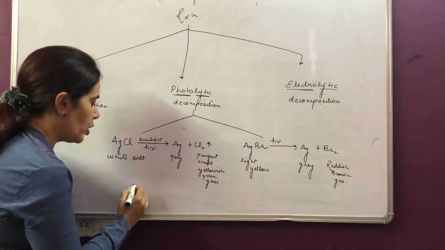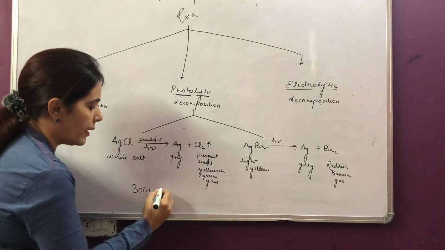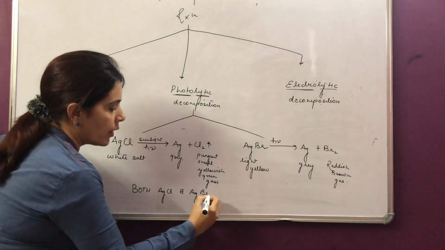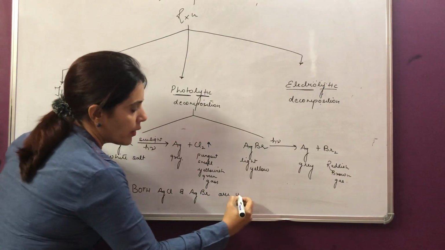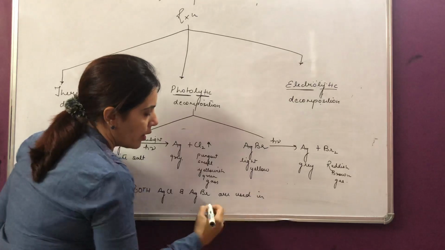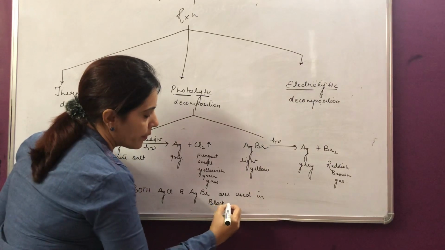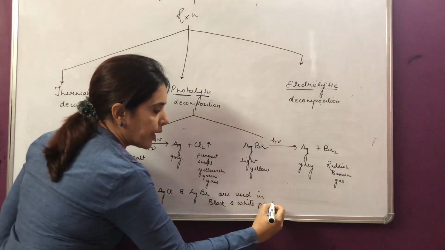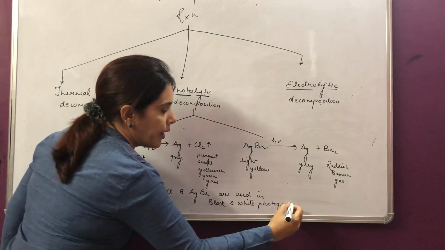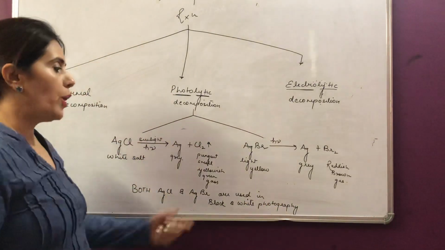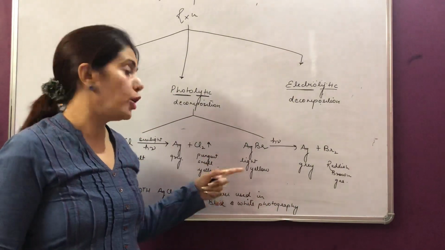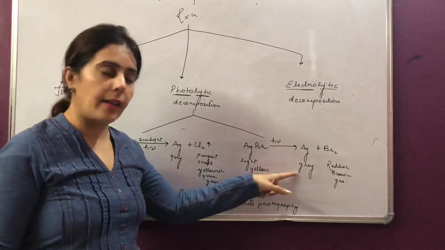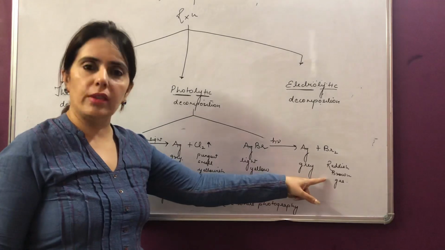Moreover, both AgCl and AgBr are used in black and white photography, right? So in the question they can give you an indirect hint also: a light yellow colored compound used in black and white photography, when kept in sunlight turns grey and gives out a reddish brown gas.